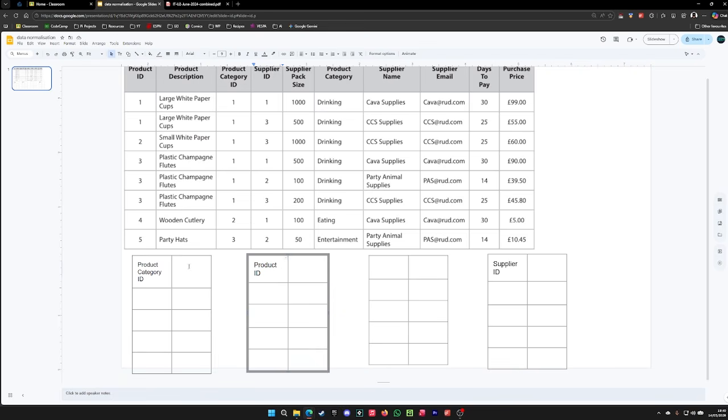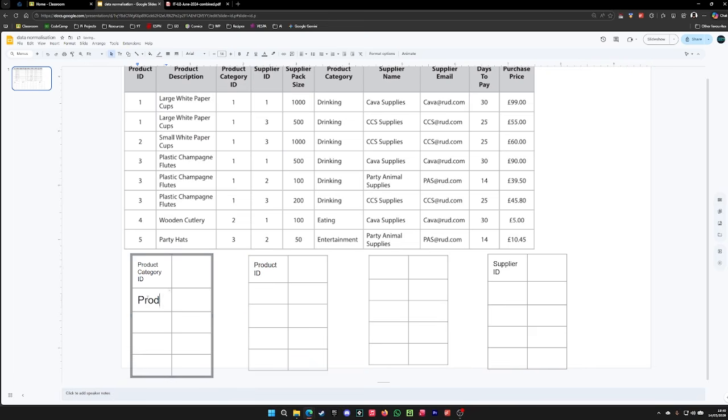So we've got our categories. Then what I'm going to do is take the fields that are relevant to the categories. So we've got our product category ID, and then we've got our categories over here. If we look, the numbers match with the category. So number 1 is drinking, number 2 is eating, and number 3 is entertainment. So I'm just going to put product category in here as well. I'm not worrying about the actual data inside it yet. I'm just worrying about the field names so that I can organize them together.